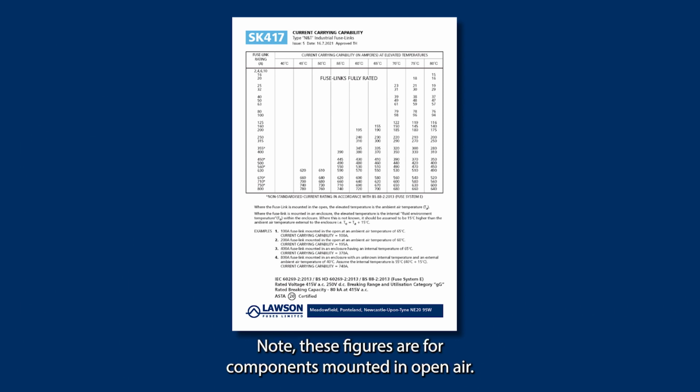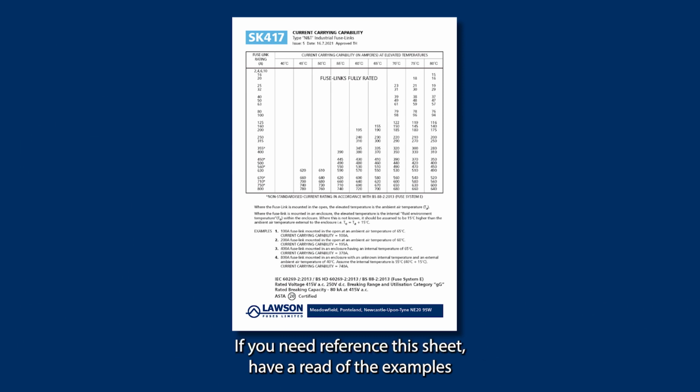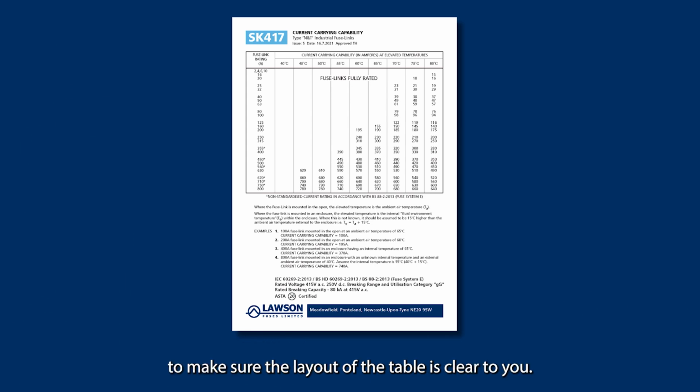Note these figures are for components mounted in open air. If your fuse link is mounted in an enclosure, the ambient will be higher. If you're unsure of the internal enclosure temperature, assume it is 15 degrees higher than the external ambient temperature. There are some other handy examples on SK417. If you need to reference this sheet, have a read of the examples to make sure the layout of the table is clear to you.